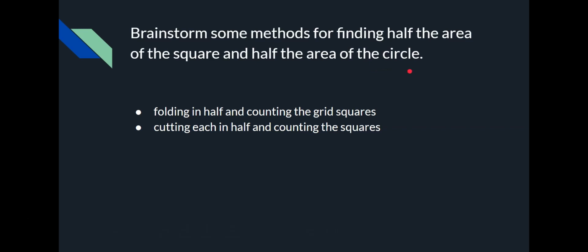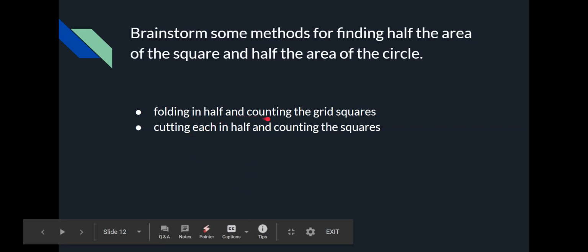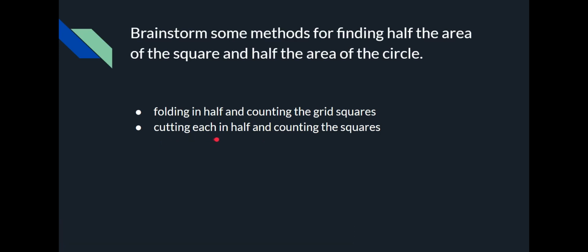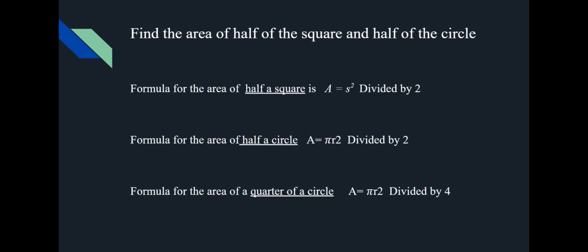if we're going to look for half the area of the square and half the area of the circle, one way we can do this is by folding in half and counting the grid squares. Or we can cut each shape in half and count the squares by doing that, all right? So you could have just folded them in half or cut them in half and counted the grid squares. But in this case, we actually solved it, so we're golden. Let's keep going. All right, now find the area of half of a square and half of a circle.